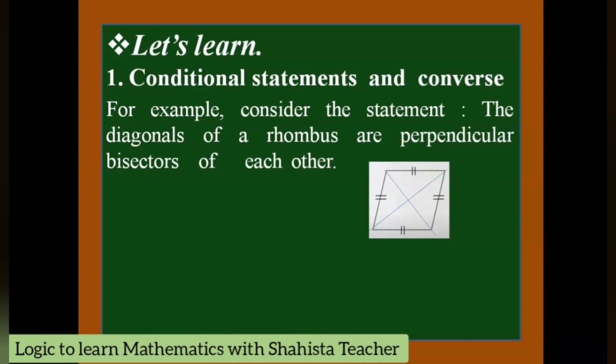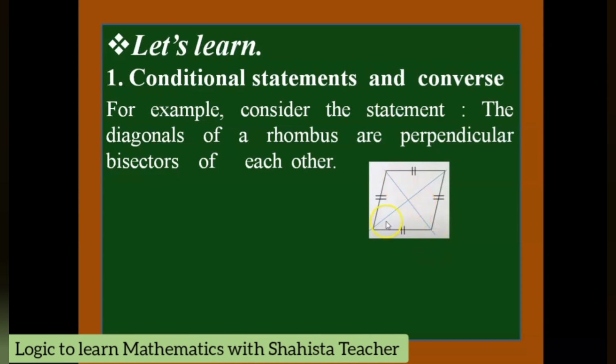Now after considering this statement, we have to write this as a conditional statement. So if the given quadrilateral, which shape is it? It is a rhombus shape. It can be a parallelogram, it can be any other, but it is a rhombus. It can be a rectangle, it can be a square, because they are also quadrilateral shapes. So if the given quadrilateral is a rhombus, then its diagonals are perpendicular.